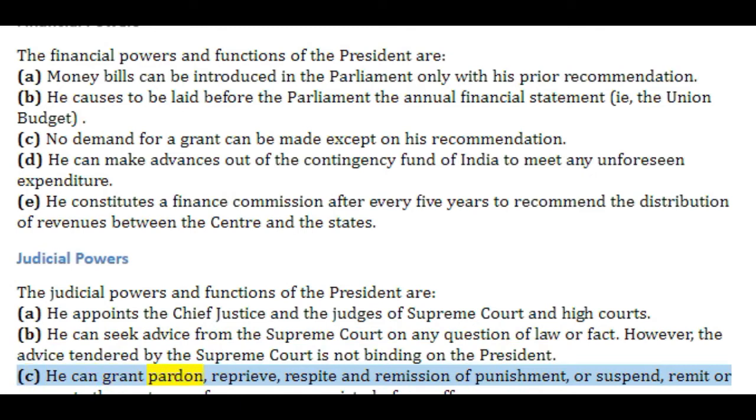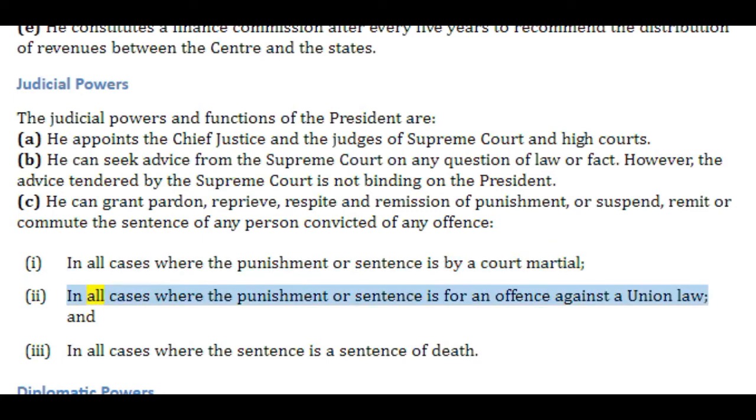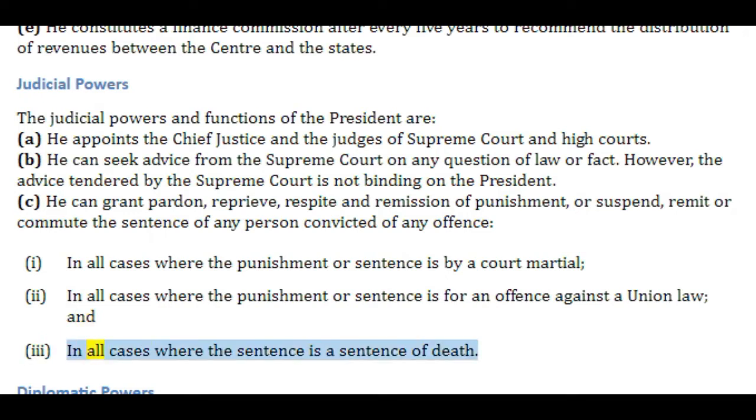C. He can grant pardon, reprieve, respite and remission of punishment, or suspend, remit or commute the sentence of any person convicted of any offence: 1. In all cases where the punishment or sentence is by a court-martial. 2. In all cases where the punishment or sentence is for an offence against a Union law, and 3. In all cases where the sentence is a sentence of death.